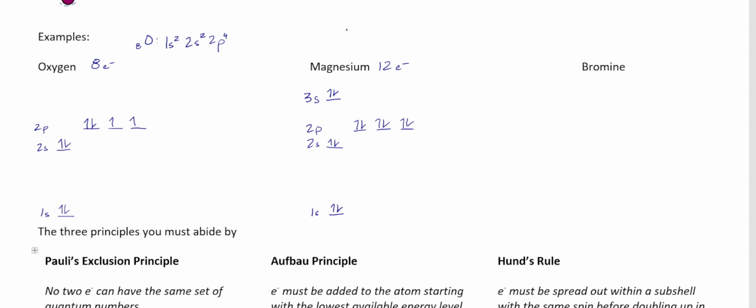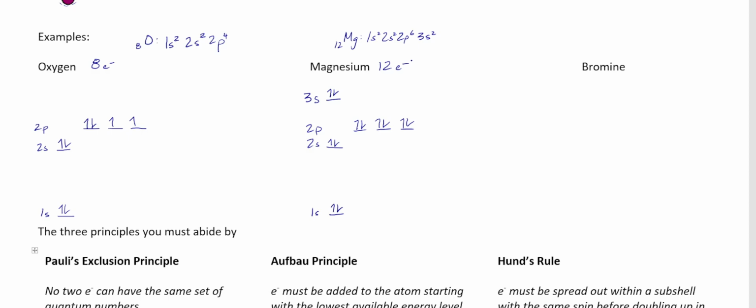So now I'll write the electron configuration. So I've got an atomic number of 12 for magnesium, 1s2, 2s2, 2p6, 3s2, and that's my electron configuration for magnesium.